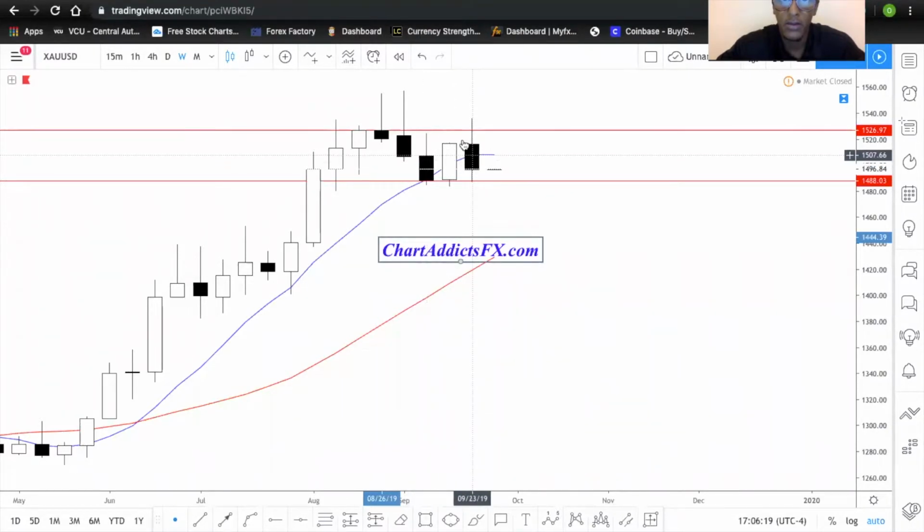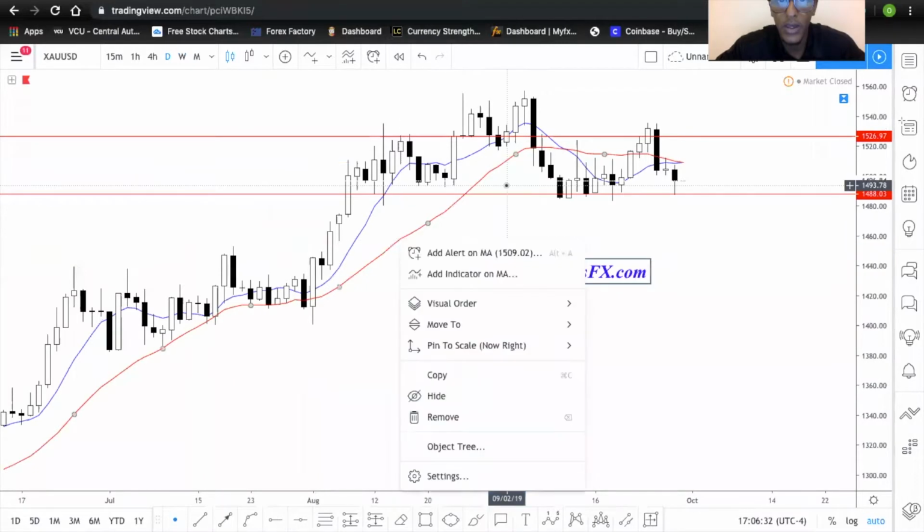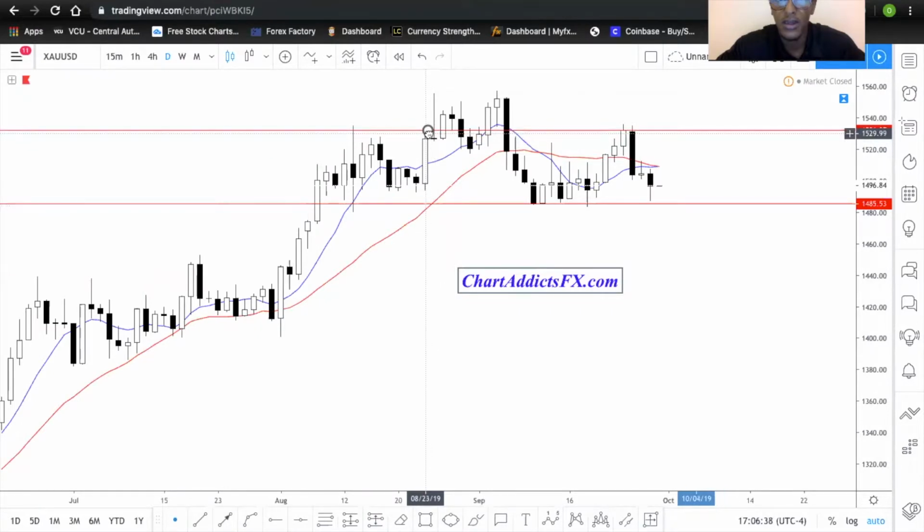Last week we had price come all the way up to 1530, and snapped all the way back down and engulfed almost more than 50% of this previous candlestick. Scaling down to the daily time frame, we can go ahead and just adjust our zones. I like it here a lot more.